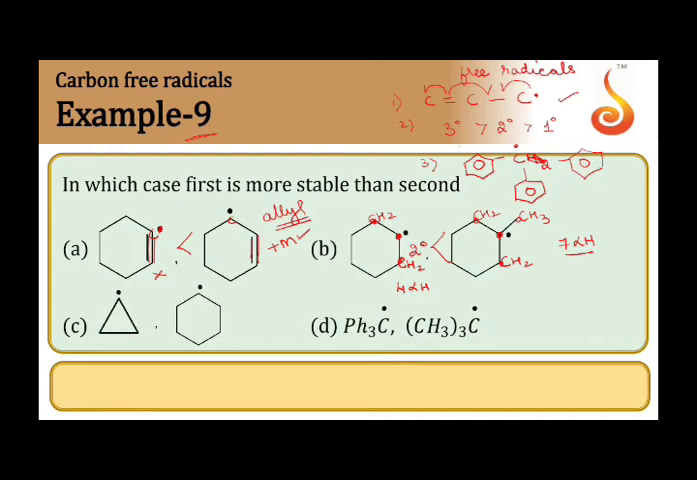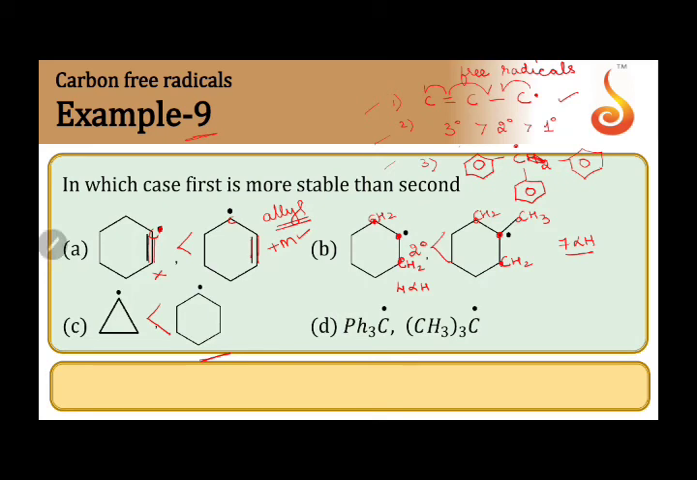Coming to option C, we cannot explain this by any of these 3 effects, but in general a cyclopropyl free radical is much more unstable than a cyclohexyl free radical. So the cyclohexyl free radical is associated with more stability. This is due to the arrangement, stereochemistry.